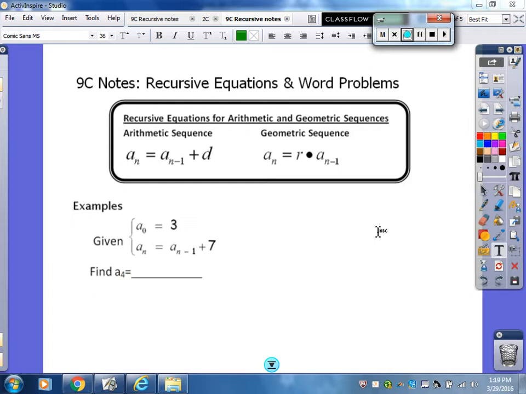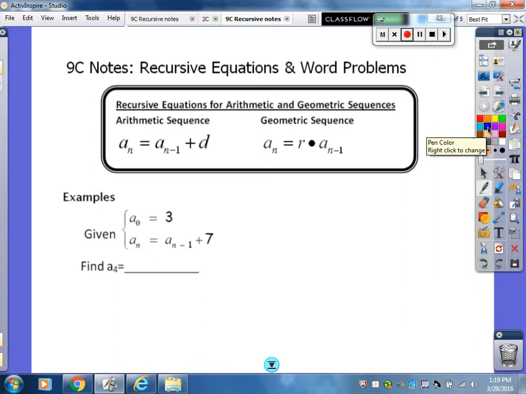You've got to have some starting spot. It's got to tell you, so like in this first example, we have a sub 0 is equal to 3. You've got to start with a value. We're asked to find the fourth term here. Okay, so what we're going to do with recursive, so we have a sub 0 is 3. We want to find up to the fourth term. So 1, 2, 3, 4, or a sub 4, which actually is our fifth term.